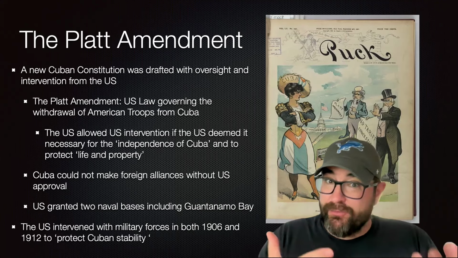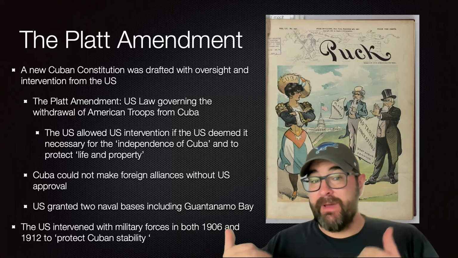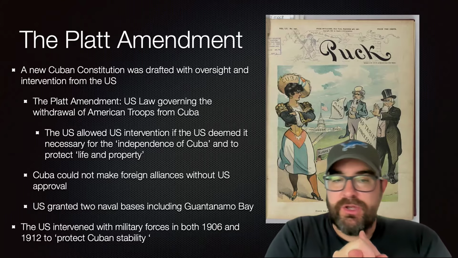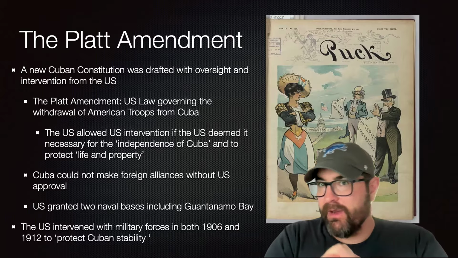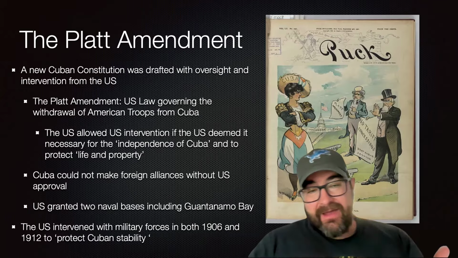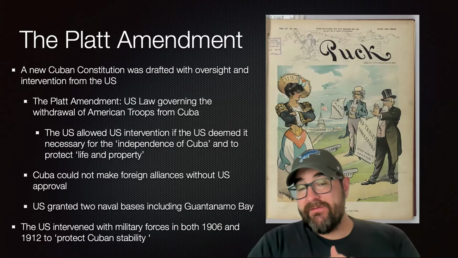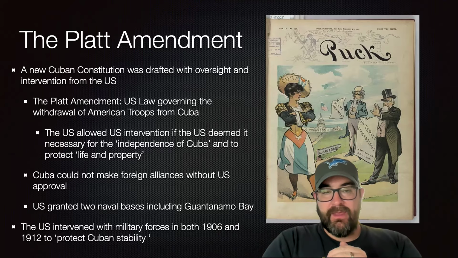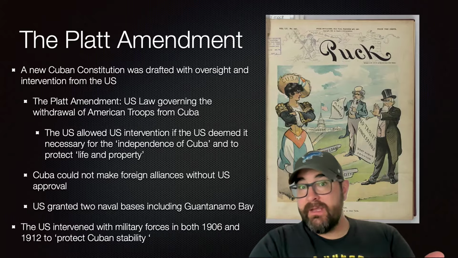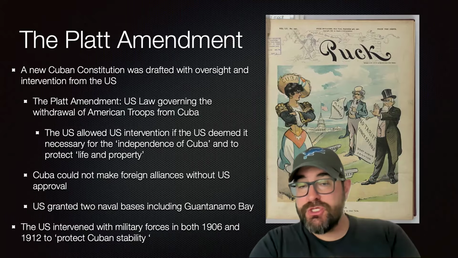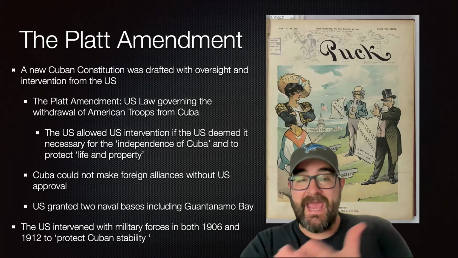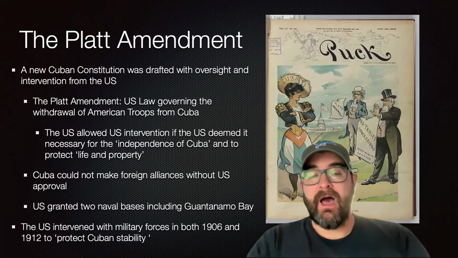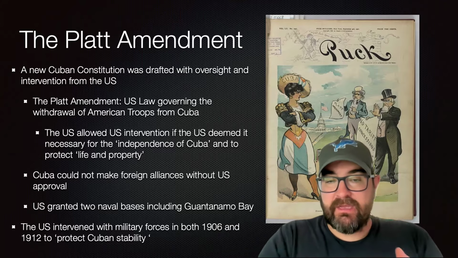And now, of course, that property is in many cases owned by American interests. It also called for Cuba to make no foreign alliances without American approval. And it would grant the use of two naval bases in Cuba, including the use of Guantanamo Bay. The United States would intervene with military forces in Cuba on two occasions in 1906 and 1912, following the provisions of the Platt Amendment, in order to, quote, protect Cuban stability.